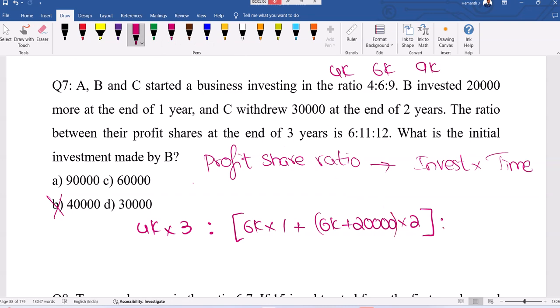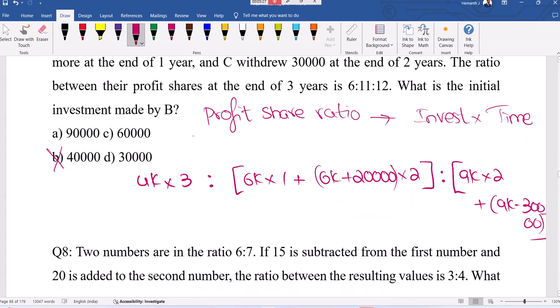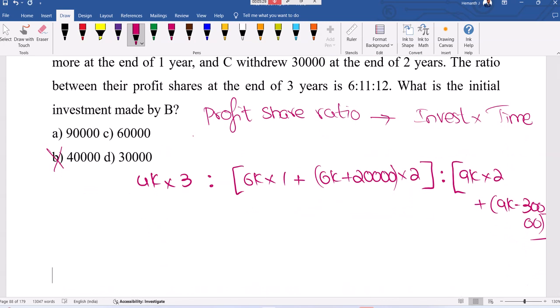Whereas C, first 2 years 9K, at the end of 2 years, for the last 1 year, he withdrew 30,000. 9K minus 30,000 into 1. Now all this should be equal to 6, 11, 12. All this must be equal to 6, 11 and 12.